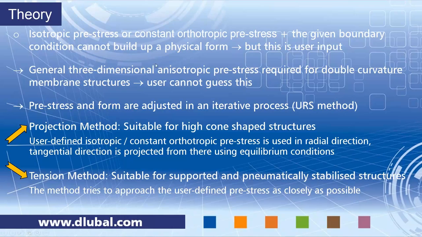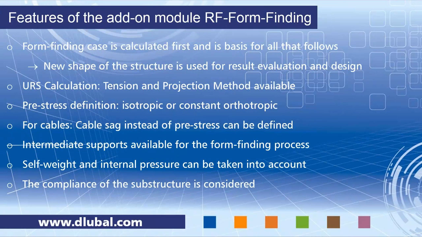So that's all I want to tell you about the theory. Everything else, in more detail and with equations, you can read in the literature. Just to summarize, the features of the add-on module are form finding. The form finding case, which is defined as a case in RFEM, is calculated first and is the basis for all that follows. So all the loads you define afterwards are calculated on the deformed shape, and it's used for the complete result evaluation and the design afterwards. So everything is calculated on the deformed shape.